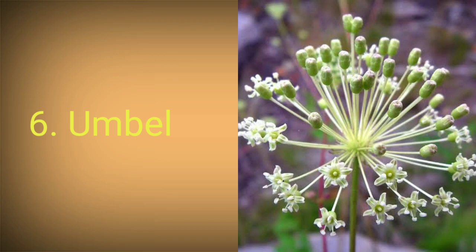In case of umbel, the examples are Centella asiatica, which is called hydrocotyle, and also we can see it in the coriander flower. So these are examples of umbel.